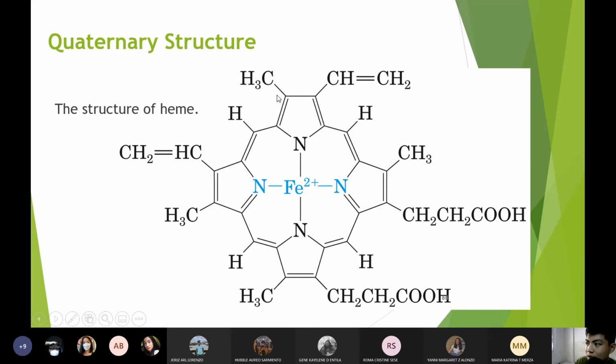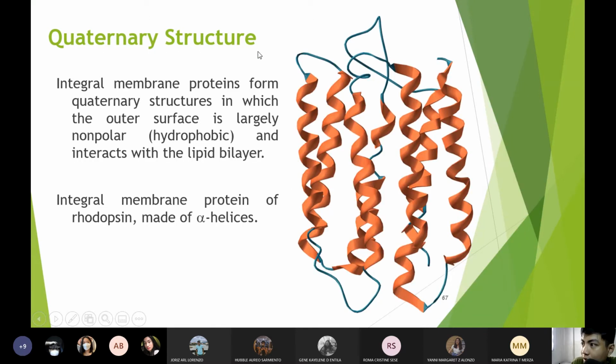Okay. So this is the heme molecule that is in the subunits of our hemoglobin. Okay, and this is the iron. That's why kulay pula ang ating dugo, and lasa siyang bakal. Ayan.